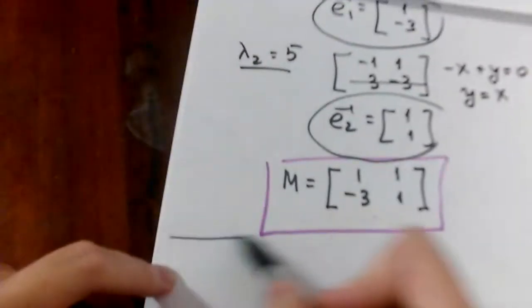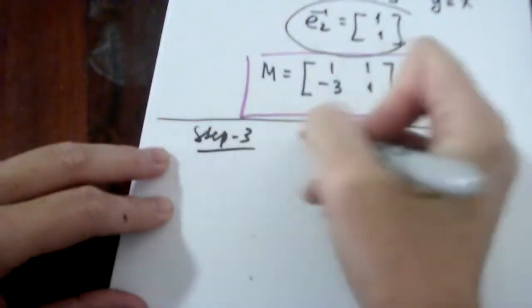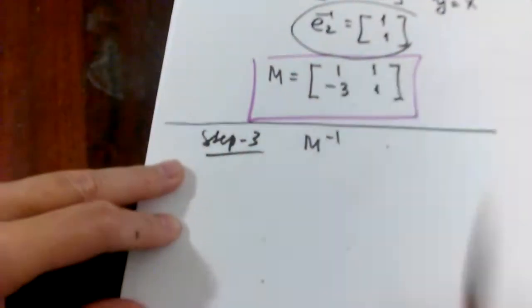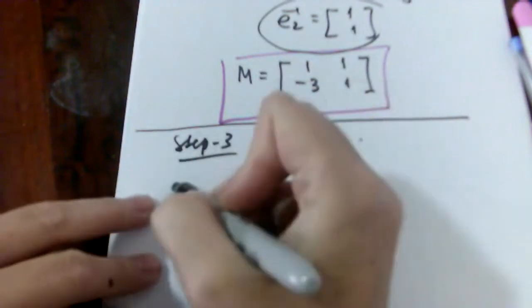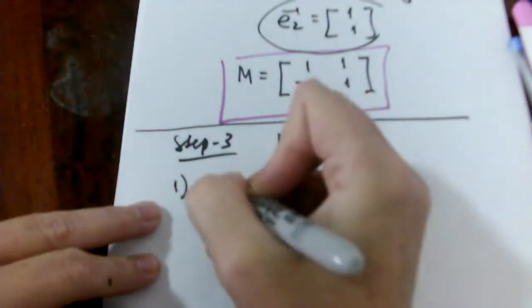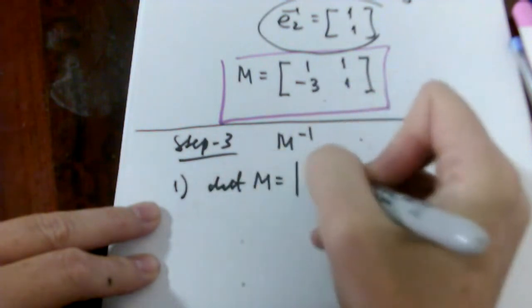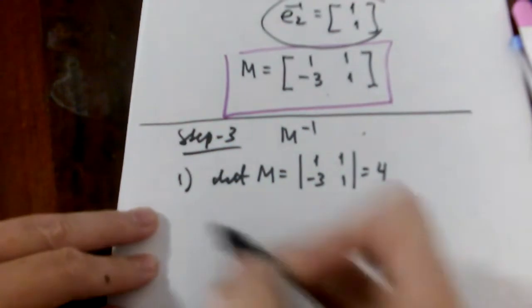Okay, it won't require a lot of space. I think this space will be enough. So step 3 will be finding M minus 1. M is just in front of my eyes. It's another algorithm, a very short one, but nevertheless an algorithm. The first step is to find the determinant of M. The determinant is 1 minus 3, 1, 1, so it's equal to 4.